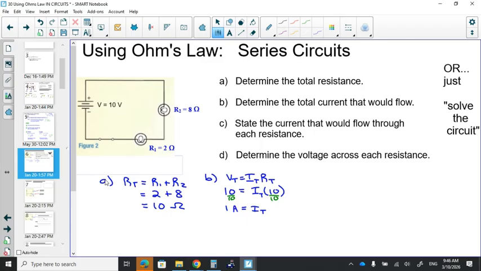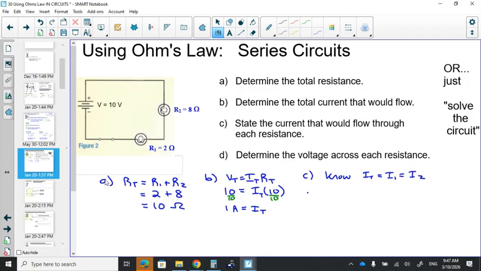And part C says state the current that would flow through each resistance. Well, we know that total current equals current number 1, and it also equals current number 2. That's sort of the easiest way to show that.